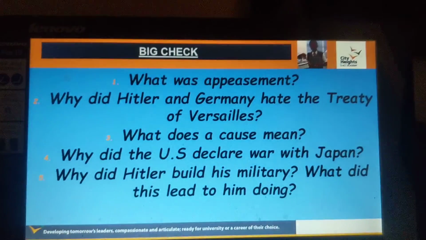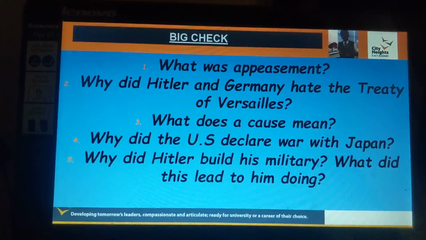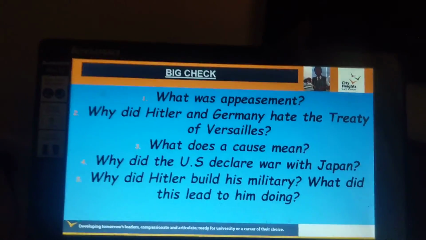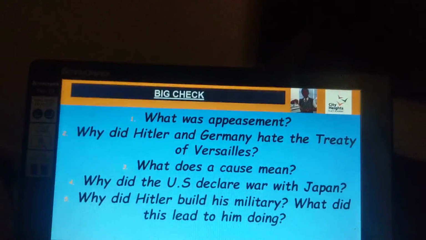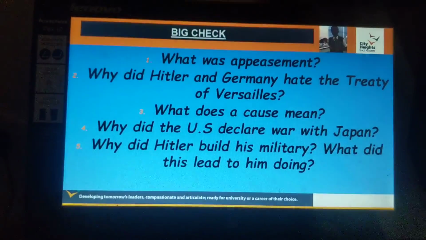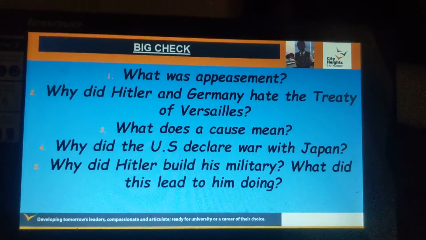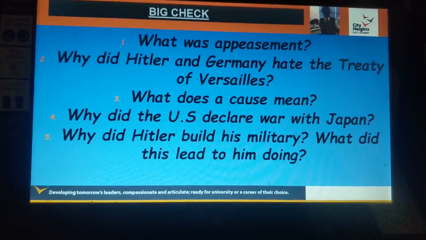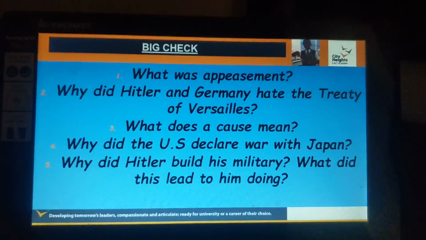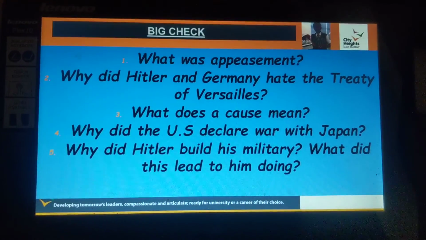All right, so just to ensure that you're checking for understanding from home, and I'm also checking for understanding from home as well, because you'll be submitting your work to me, it's really important that you answer these questions on the worksheet as part of the big check. So what was appeasement? Why did Hitler and Germany hate the Treaty of Versailles? What does a cause mean, which we've looked at? Why did the US declare war with Japan? And why did Hitler build his military?